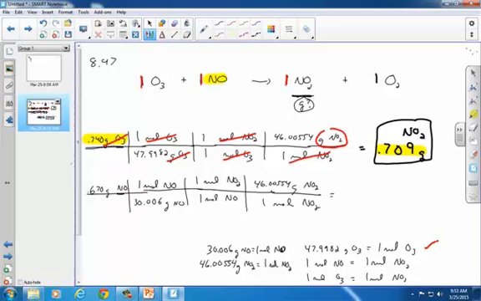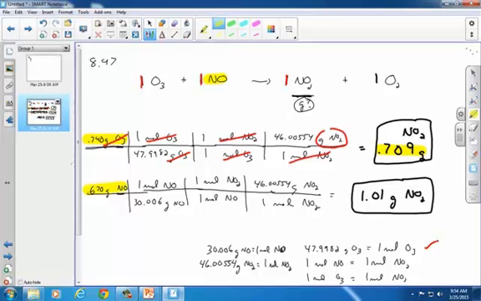And so if I plug that one into my calculator, I get 1.01 grams of NO2. So this also demonstrates how you can't just look at the starting amounts in grams and say which one is limiting. It's not correct to say that whichever reactant I have less of in grams to begin with is the one that I will run out of first.